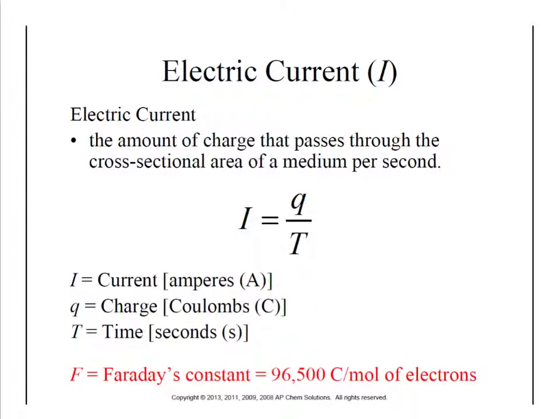So let's talk about some of the properties of electricity. If you think back to freshman science, voltage, current, and resistance were the three that you learned there. Current's going to be the main one that we focus on in chemistry. And so current is the amount of charge that passes through a cross-sectional area of a medium per second. So what does that mean?